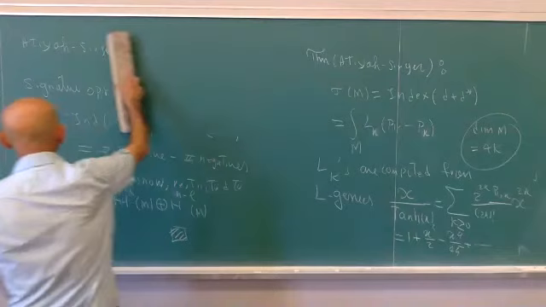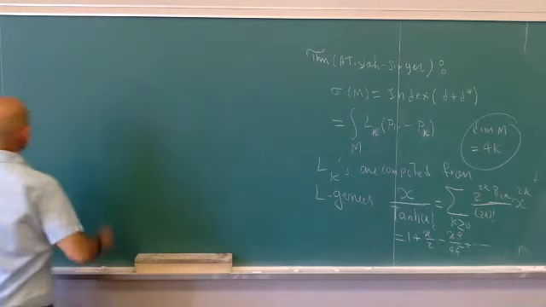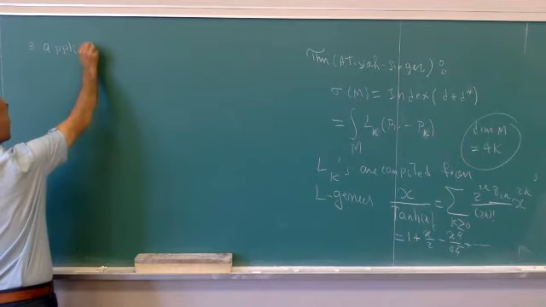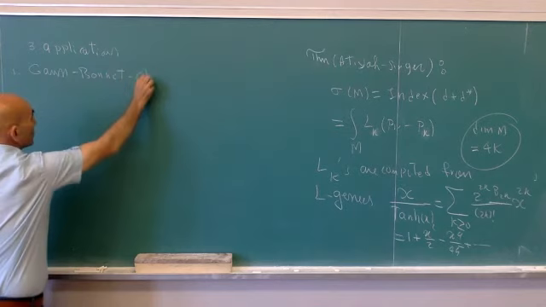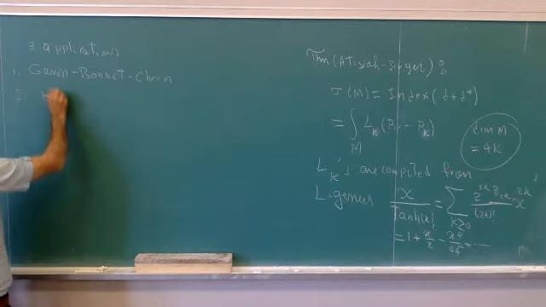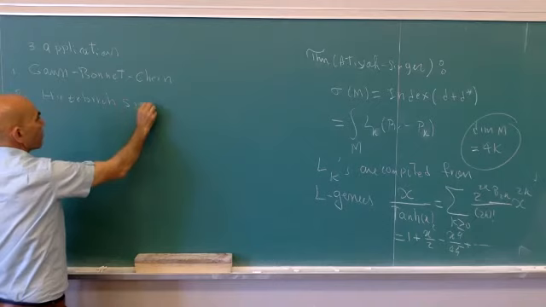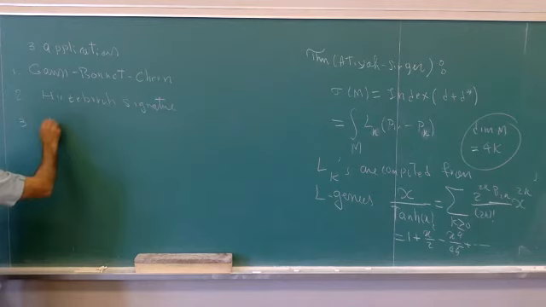So basically we are going through three applications. One was Gauss-Bonnet, remember? Gauss-Bonnet-Chern, if you want. The second one was the Hirzebruch signature. And now the third one is also Hirzebruch, the Hirzebruch-Riemann-Roch.